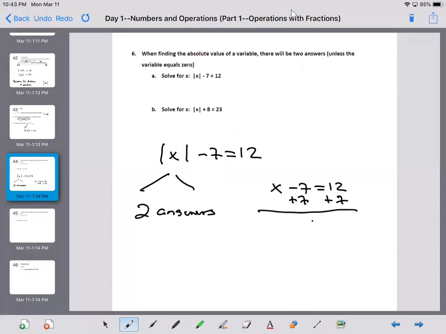And so 19 would work. So think about what's the absolute value of 19? Well, it's 19. 19 take away 7, you get 12. So this one works. But we also want to look at the negative side of this.